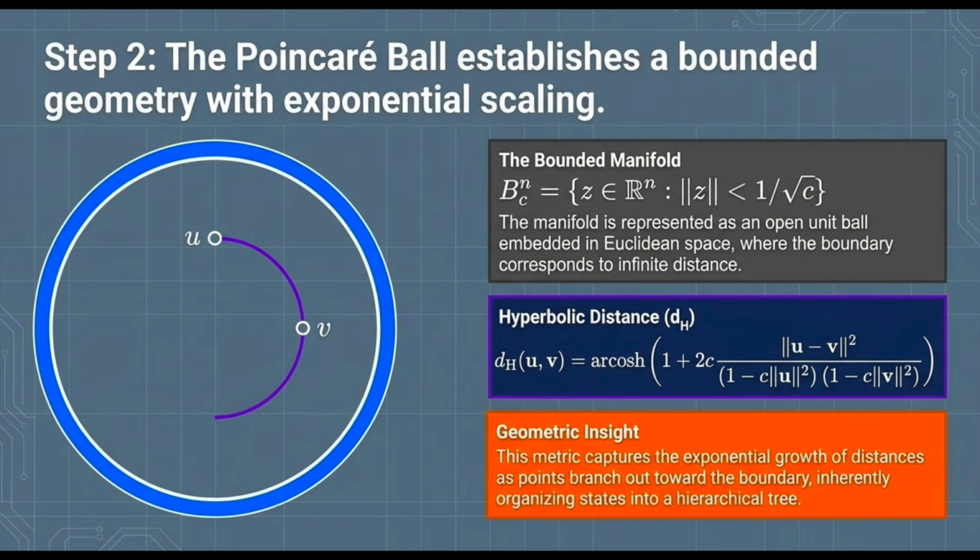But hyperbolic space, specifically this Poincaré ball, is more like a branching tree. As you move outward from the center, the volume of the space expands exponentially. There is infinitely more room at the edges than there is in the center. But wait, let me ask you this.